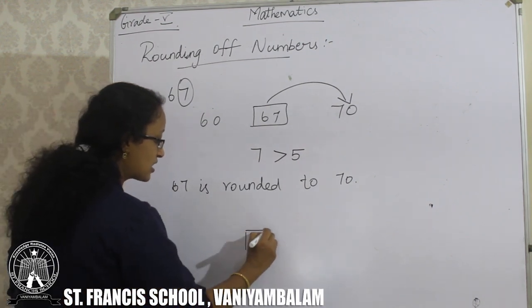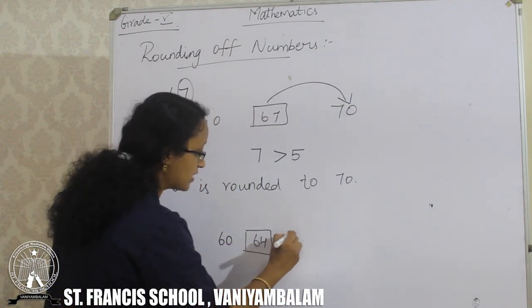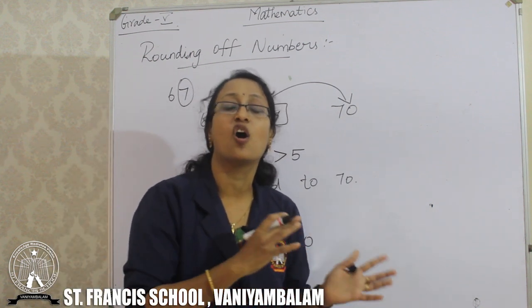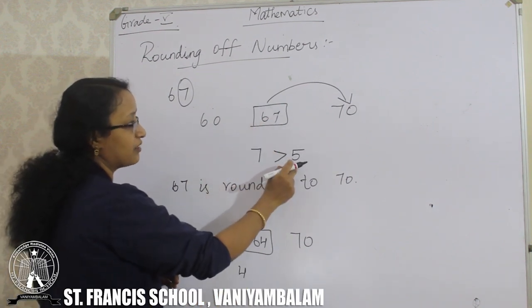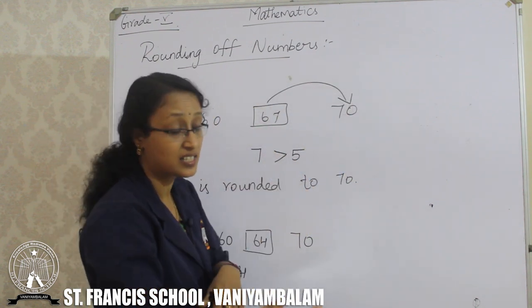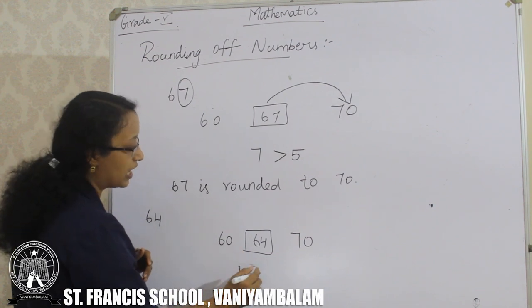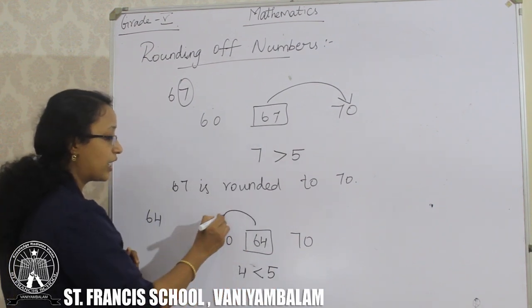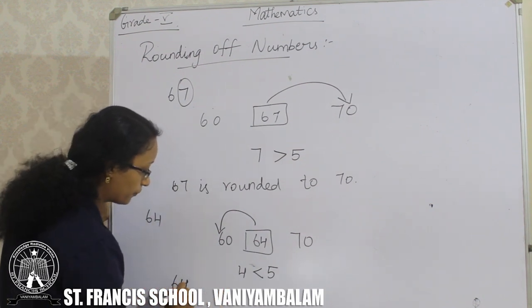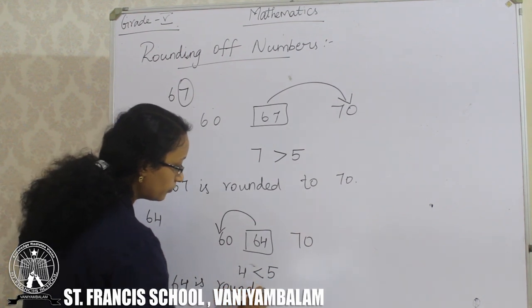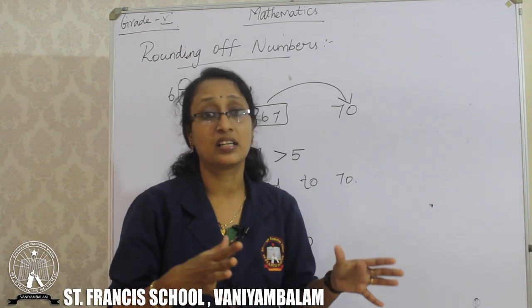Suppose the number is 64. So how will you find? First write 64 in the center, and between which two tens does 64 lie? It is between 60 and 70. But you have to choose whether 60 or 70 is the answer. If the ones place digit is greater than 5, you have to round up, that means the next tens. What is your ones place digit? 4. If 4 is less than 5, then you have to round that down. Come down means come back. So 64 is rounded to 60. Got it?